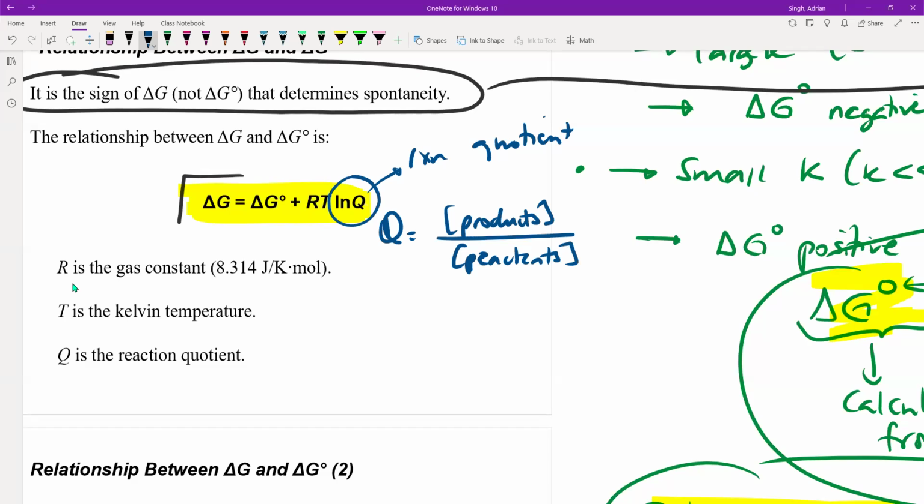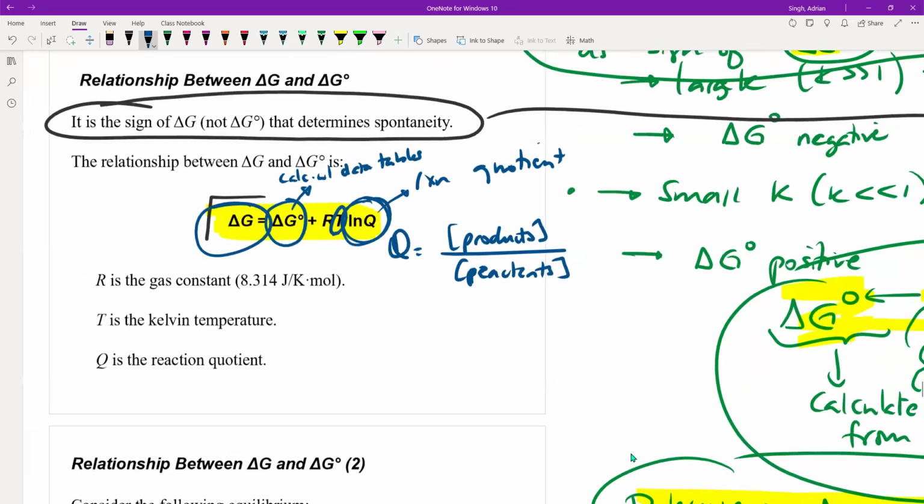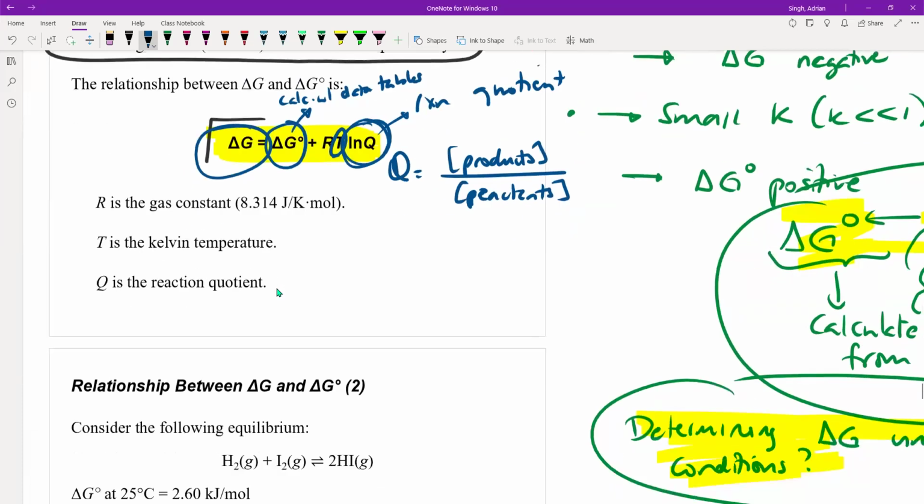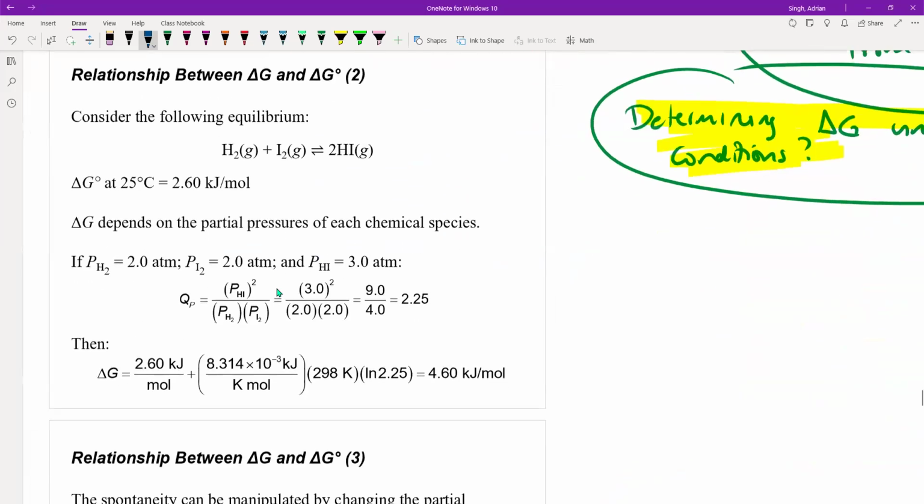Okay, so our delta G standard, we can calculate this, we can look this up with our data tables. And if we know what the temperature is, and if we know what the concentrations are of the products and the reactants at that particular point in the reaction, we can determine delta G for that reaction, and we can predict in which direction that reaction is going to proceed based on the sign of delta G. So let's take a look at an example.